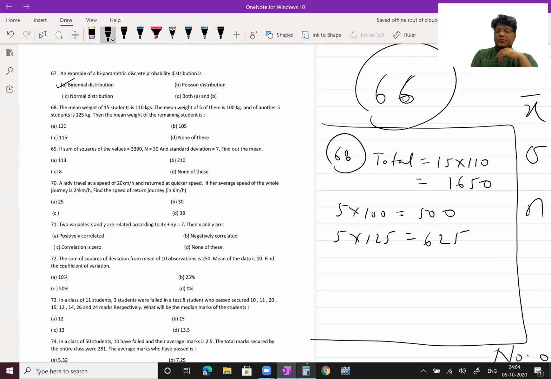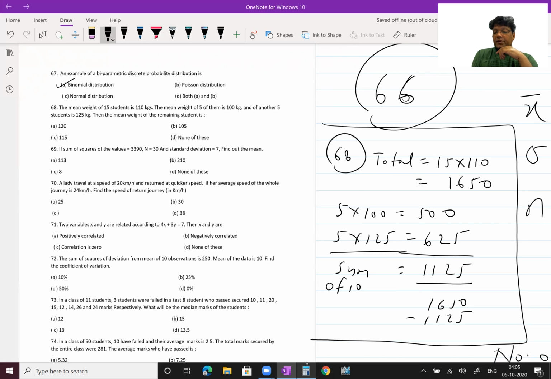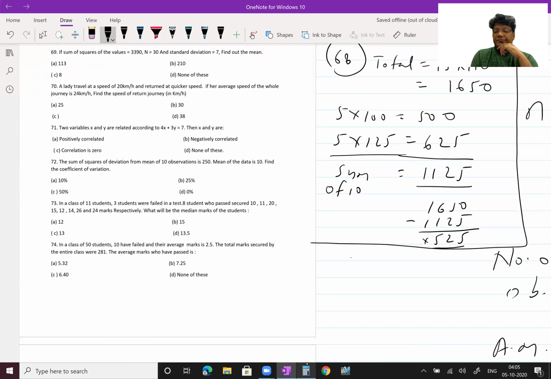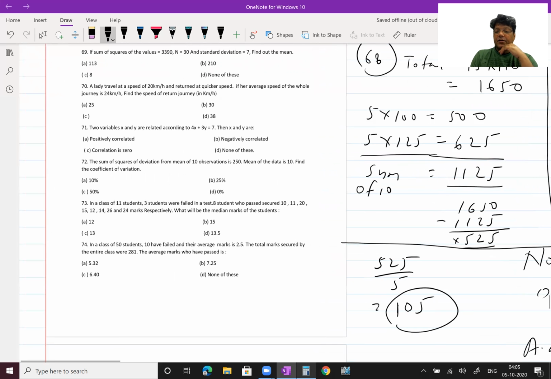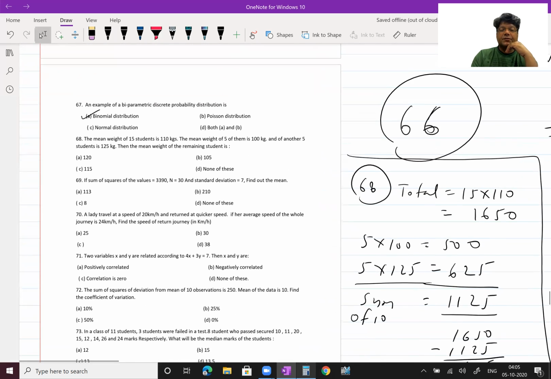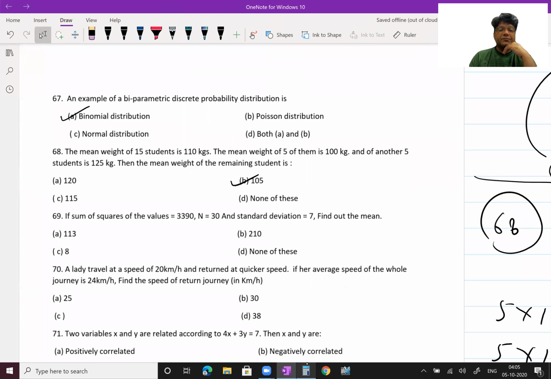Then the mean weight of the remaining students. These 10 students have a sum of 1125. So the remaining 5 students' sum will be 1650 minus 1125, which is 525, and then divided by 5. 525 divided by 5 is 105. Any option? 68, option B.